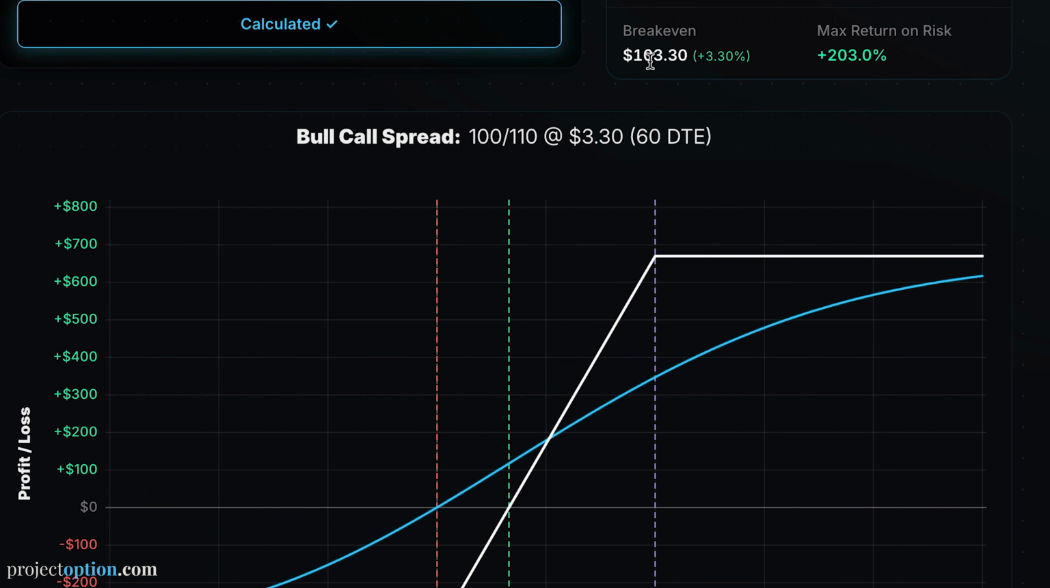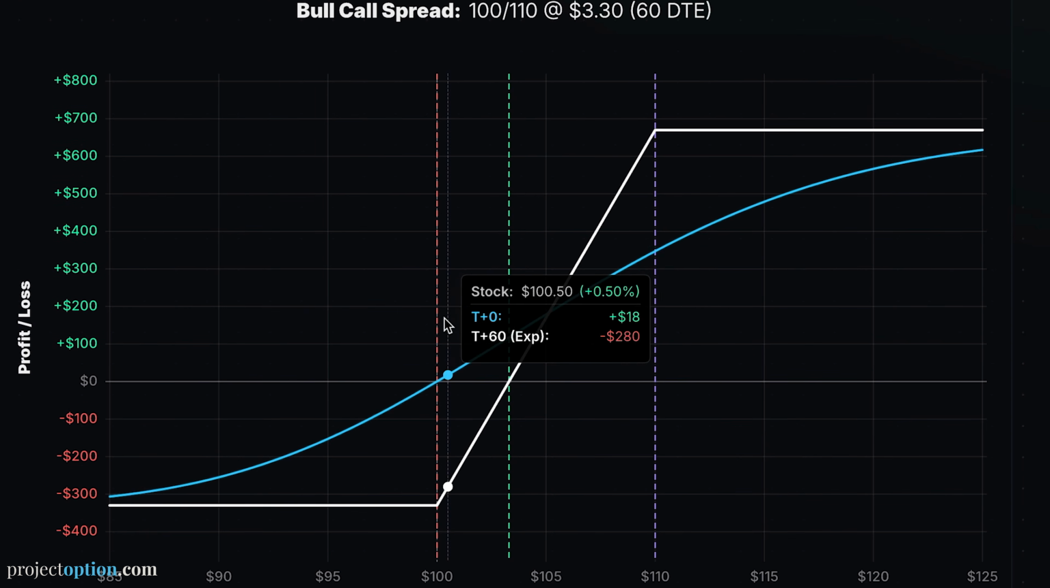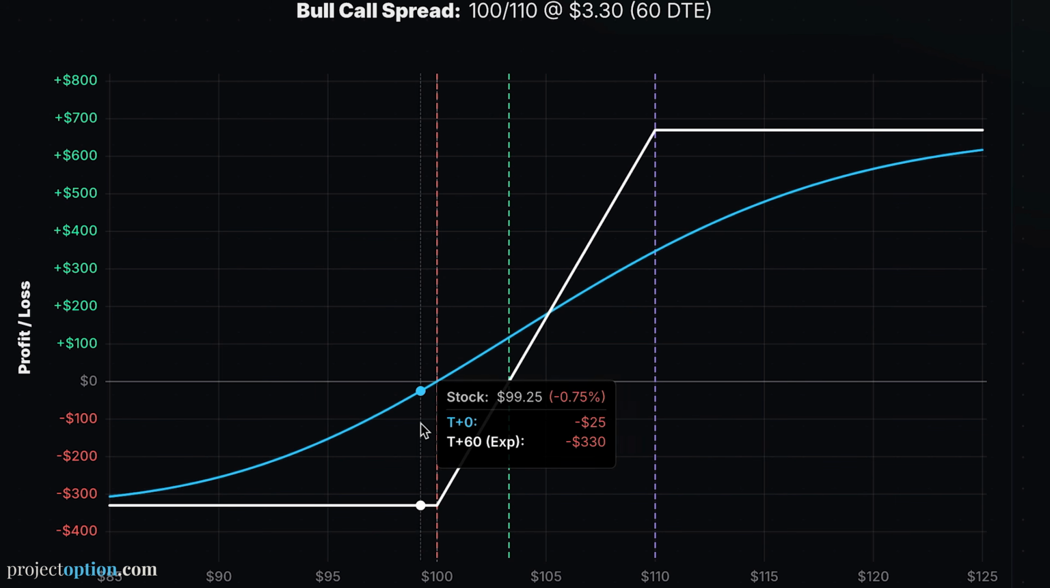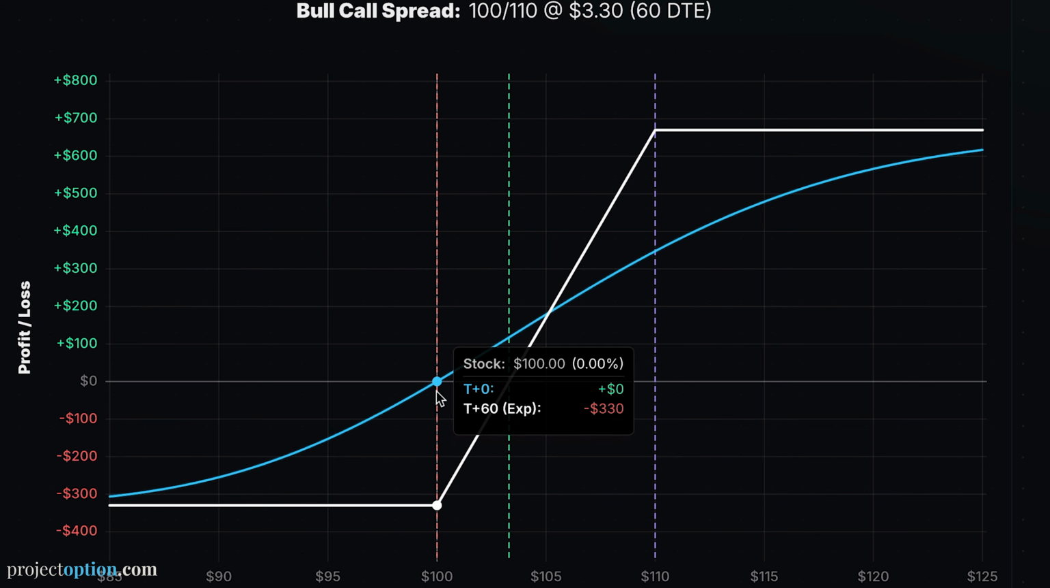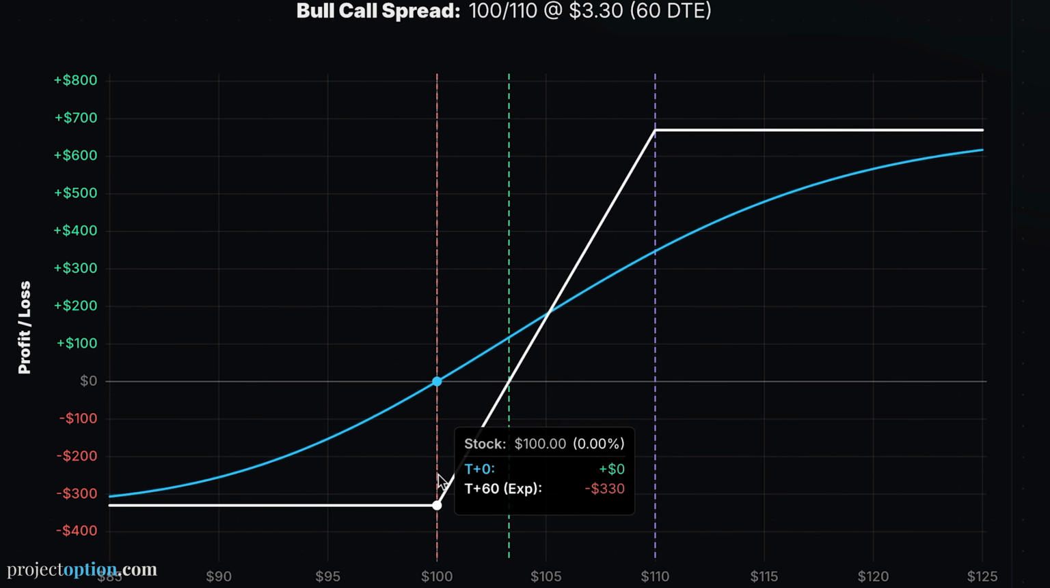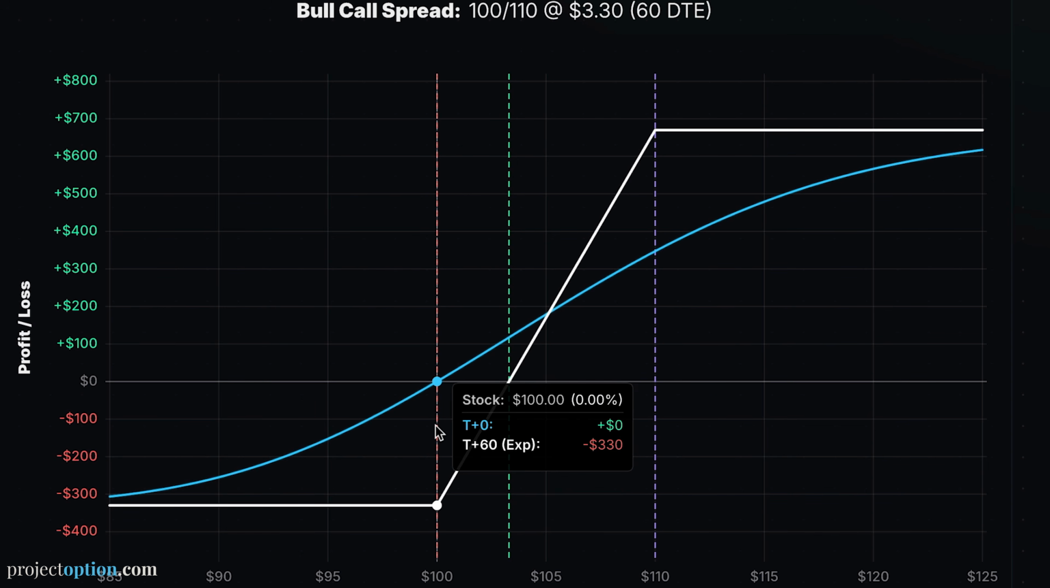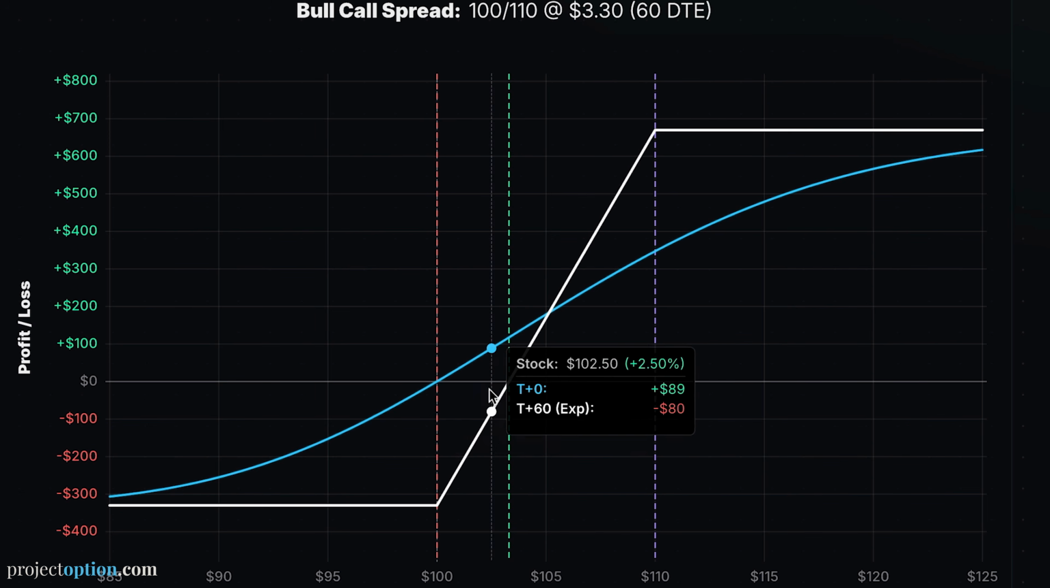But for a spread where the break even is above the stock price, you are going to have negative theta. This means time decay works against you. So if I hover over $100, which is the entry stock price, we'll see the T plus 0 P&L is $0 because we're just entering the trade. But at expiration, we have the max loss of negative 330. So this means if the stock price doesn't move, this spread price is going to converge towards zero as time passes, and that is going to result in larger and larger losses for us if the stock price stays flat or decreases.